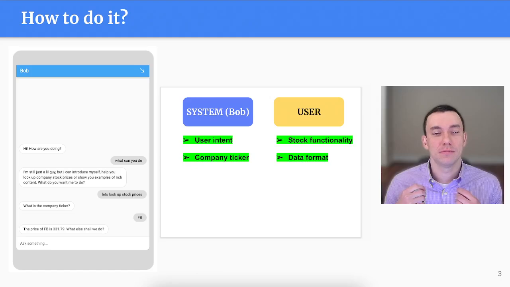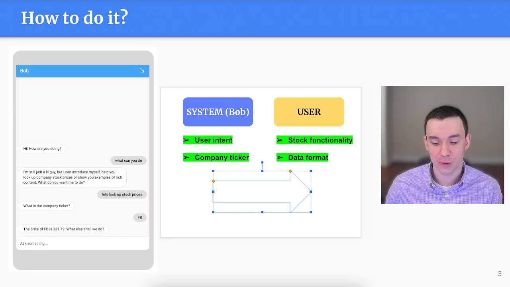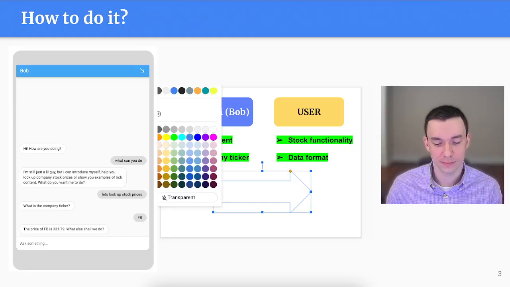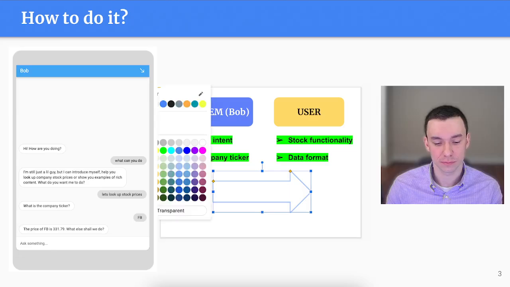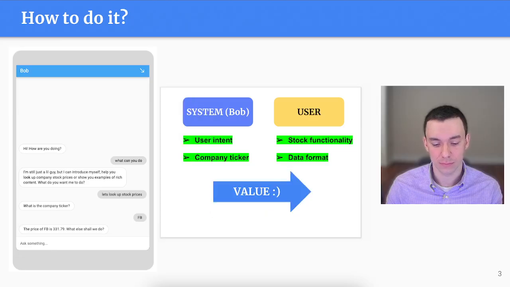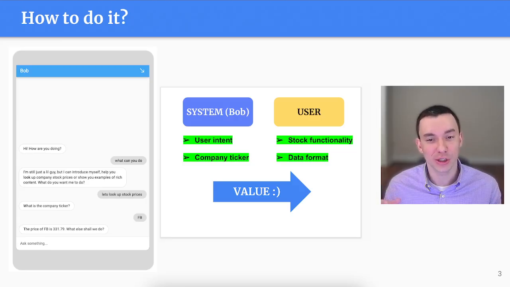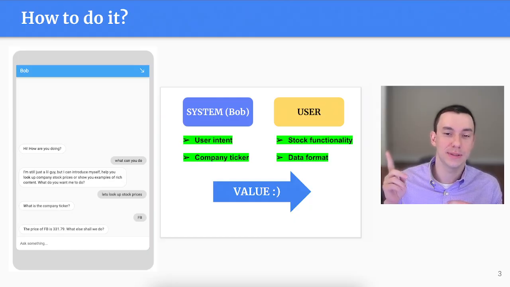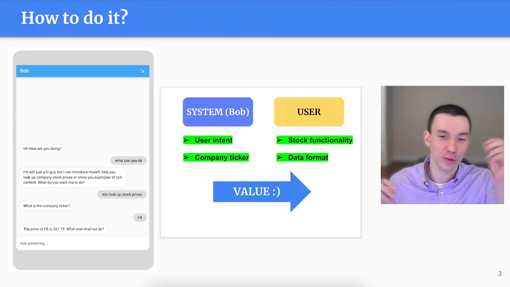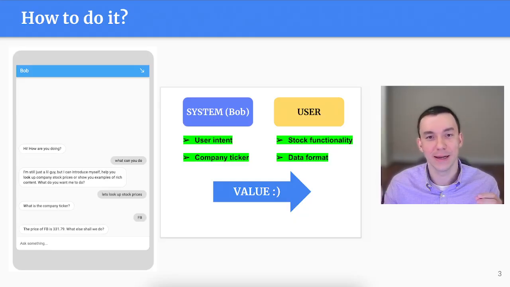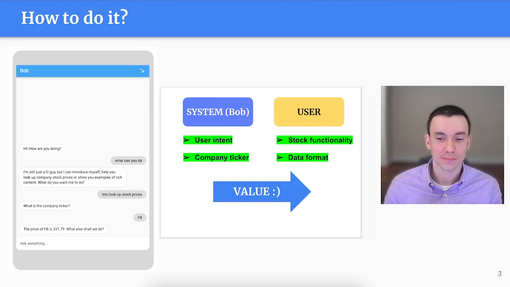I got that step. And that's a very important part to realize, because that value proposition is kind of difficult to see sometimes. But that was the exchange. The final step was the step where the user actually got the value. Those steps leading up to it, that stock functionality, user intent, company ticker, data format, back and forth, those were a cost. As a user, I did not get any value until I got to the final step. And that's very important to realize.